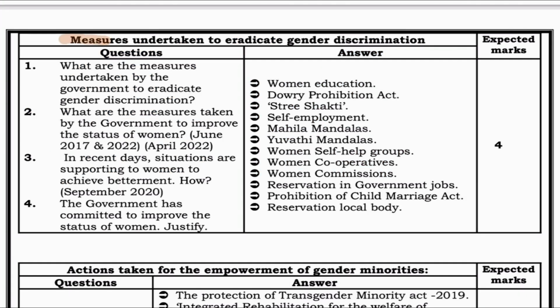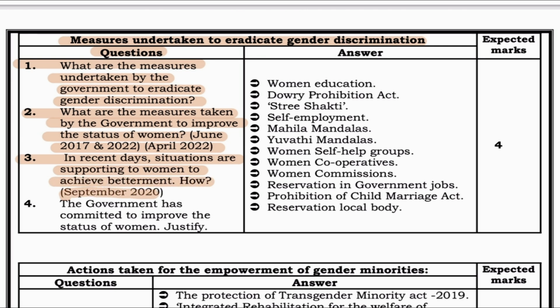Measures undertaken to eradicate gender discrimination. What are the measures undertaken by the government to eradicate gender discrimination? Second question: What are the measures taken by the government to improve the status of women? June 2017 and April 2022. Third question: In recent days, how are the government's measures supporting women to achieve betterment?